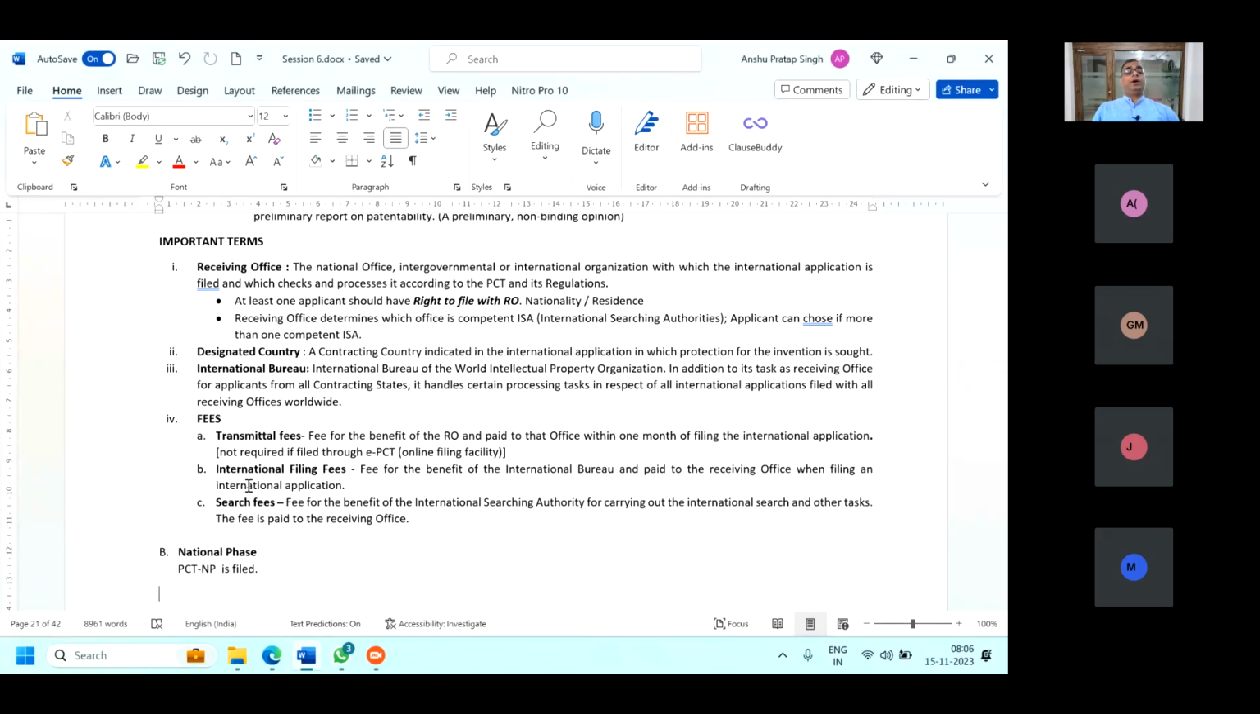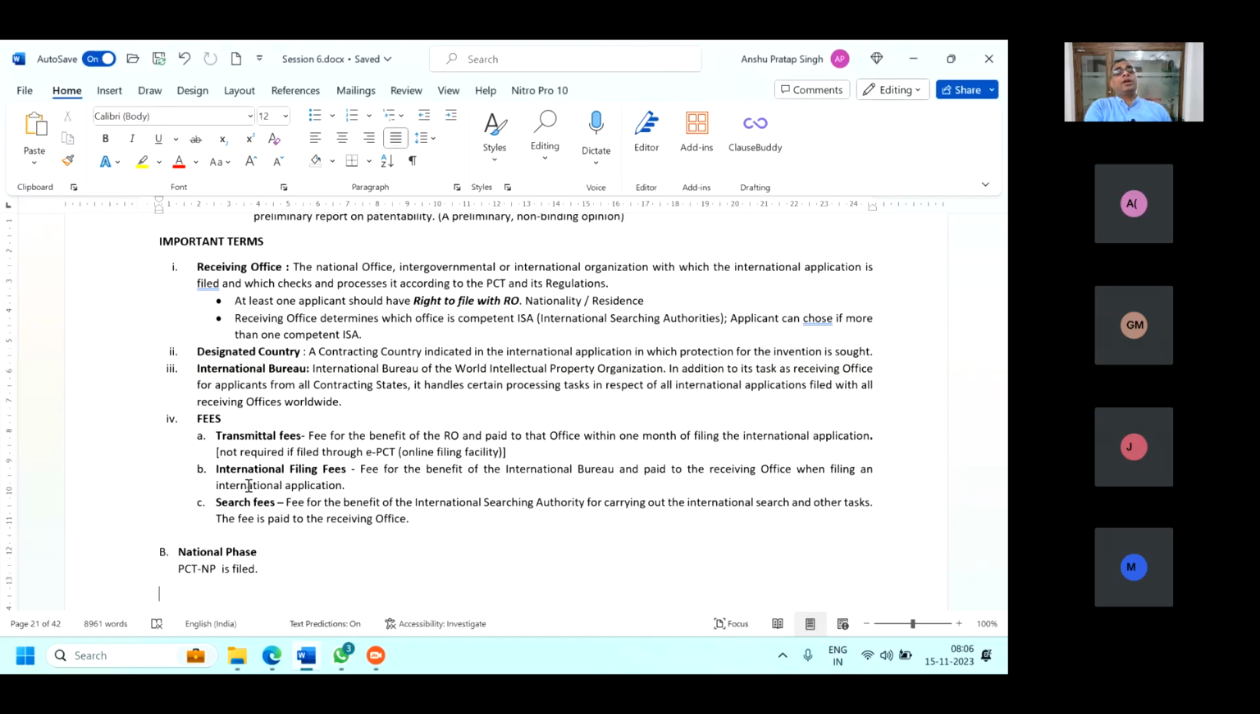Okay. Now, the receiving office determines which office is the competent ISA. Receiving offices have a list which they consider the ISA. The applicant can choose if there is more than one competent ISA. There are various ISAs; there is a list given. You can go to your patent manual and read all this in more detail, in a very simplified manner.